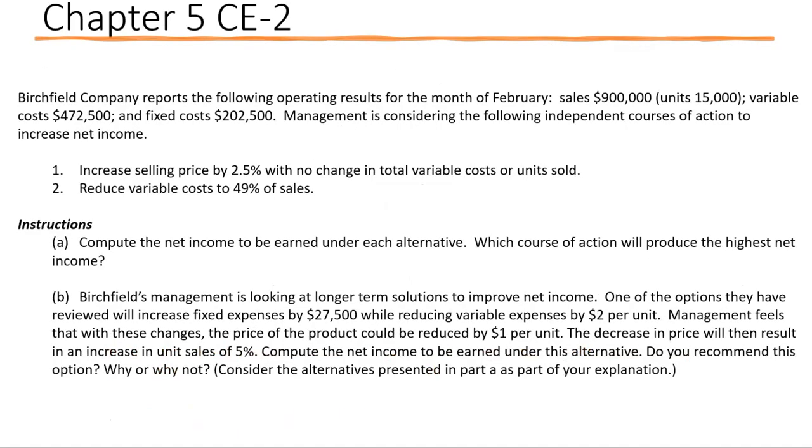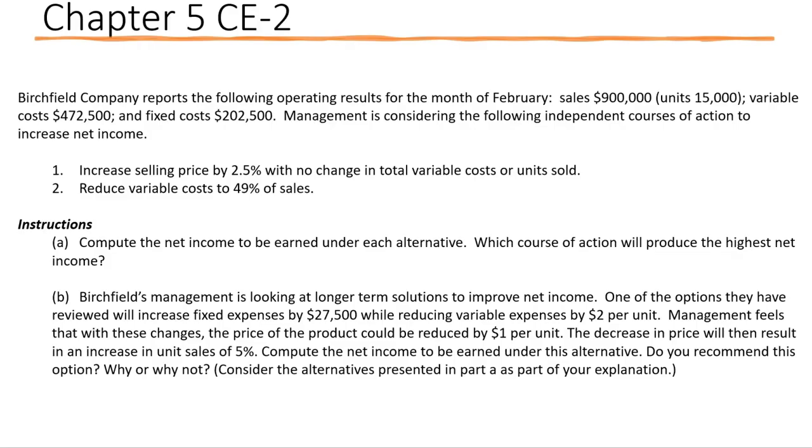Now we'll look at the second challenge exercise. So Birchfield Company reports the following operating results for the month of February. Sales of 900,000, units were 15,000. Variable costs, $472,500. Fixed costs, $202,500. Management is considering the following independent courses of action to increase net income. So these are independent, two different things that we're going to look at. One, we're going to increase the selling price by 2.5% with no change in total variable costs or units sold. Okay, so we're just increasing the selling price per unit.